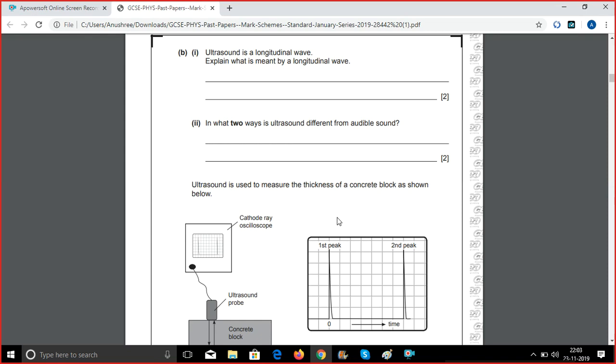You have to apply the wave speed equation every time. It travels faster than audible sound. Speed also differs, right? So it has a higher speed than audible sound.